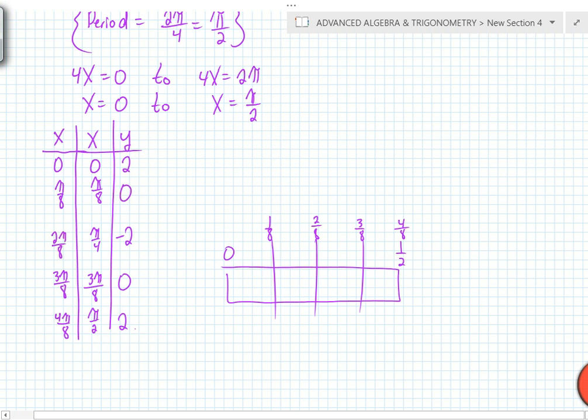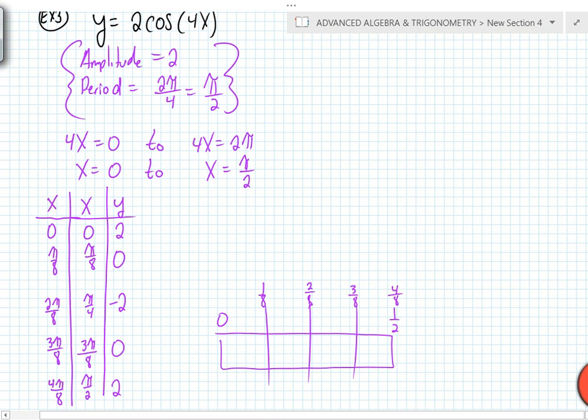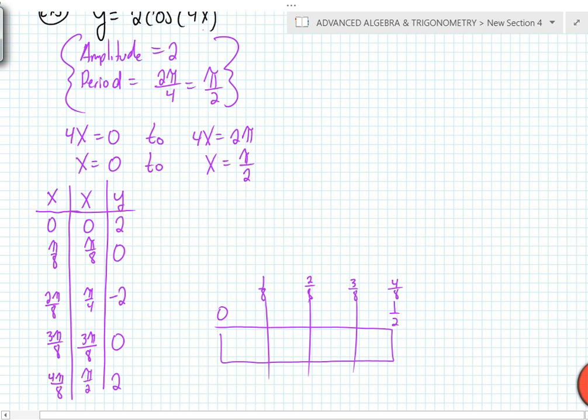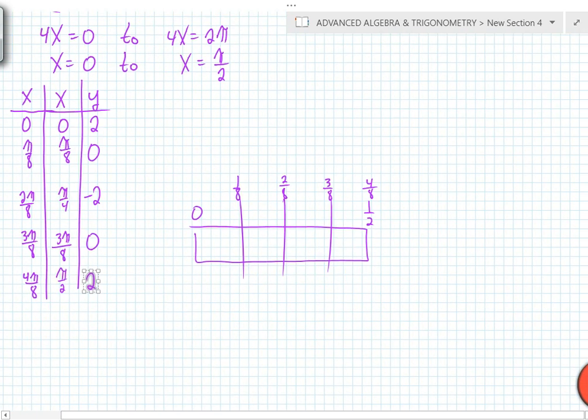But I encourage you to always plug them in, because that's going to be your double check to see if you made an error. For instance, if I plug in pi over 2, 4 times pi over 2 is 2 pi. The cosine of 2 pi is 1, and 1 times 2 produces 2. So we have the coordinates that we need.